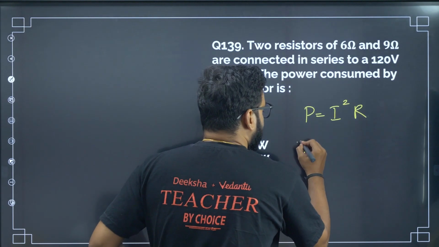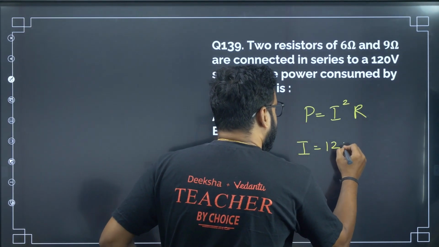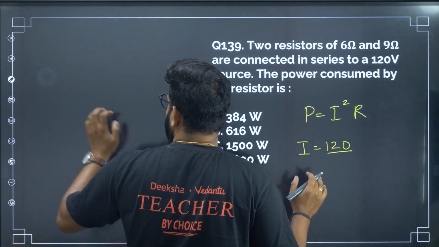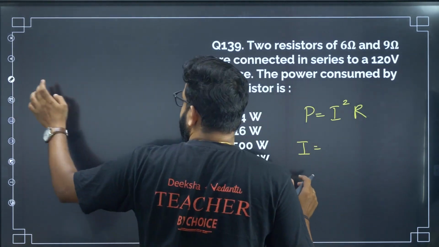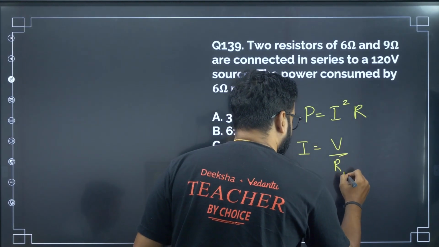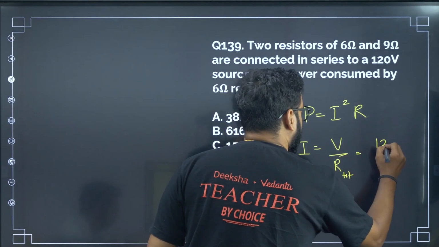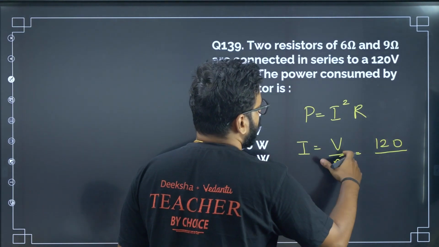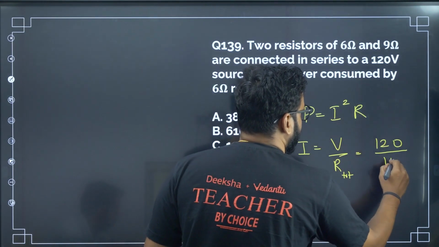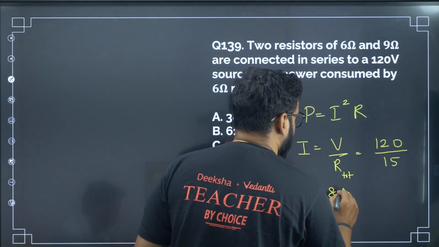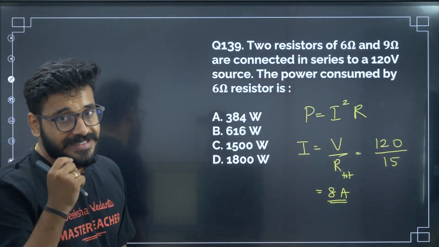So now what is I? I is equal to the voltage, 120, divided by the resistance. Let me write it as a formula so that you don't have any confusion. I equals V by R total, so that is 120 divided by our total, which is 6 plus 9, 15. So this is actually 8. 8 amperes is the correct answer. So the current here is 8 ampere.